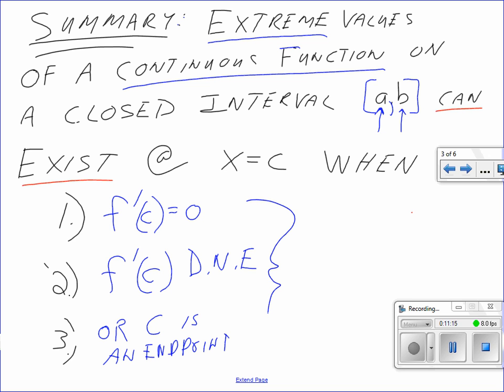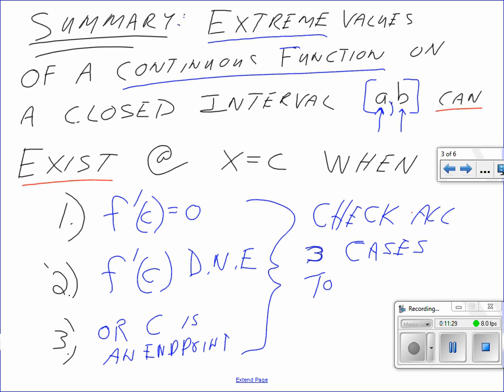And I would just remind you, check all three cases to find extrema. You'll hear it called extrema, another term for max and mins.